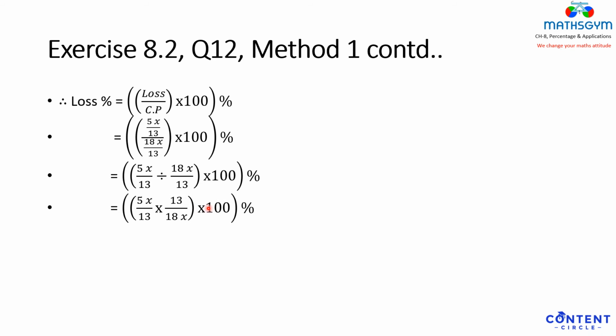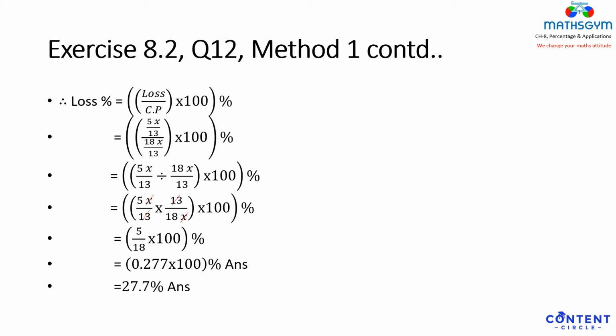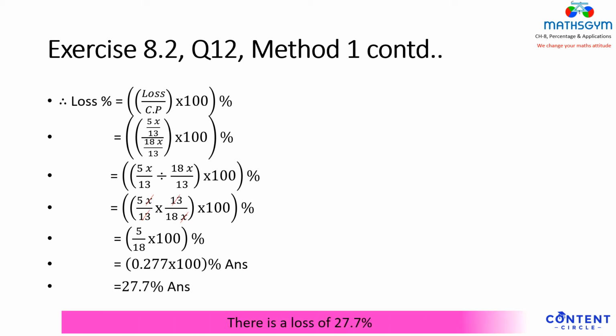and this becomes multiplication by the inverse, which is 5x upon 13 into 13 upon 18x into 100. We see that x and x get cancelled out from numerator and denominator. 13 also cancels out. So what you are left with is 5 by 18 into 100. Let's convert it into decimal. We get 0.277 into 100. 27.7% is the loss. So there is a loss of 27.7%.